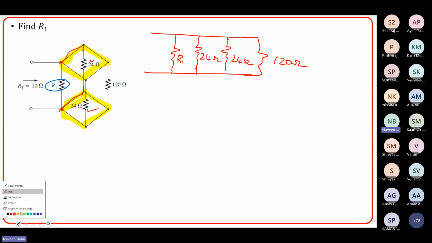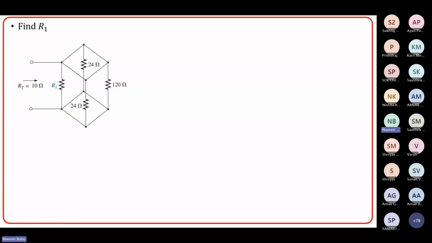If I just simply put a resistor here, then this parallel concept will go away, right? So you might get problems later on where you will have resistors across all these branches also, here, here, and then here. It will be like a cube, right? So you might expect such kind of problems also, where you have to find out what is R1. In that case, it is slightly different. Okay, now let's focus on this problem.